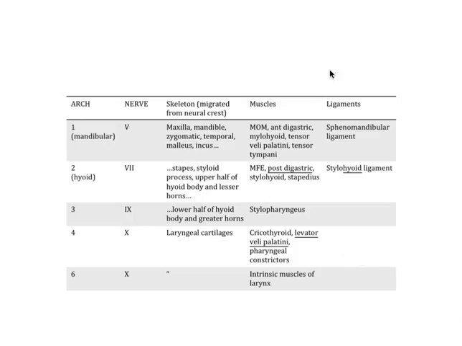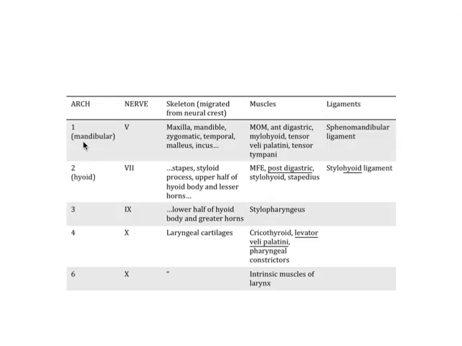Now, this is a slide you could probably pause, screenshot, and study for later, because this is a load of information bound to get at least one question somewhere in here. I'm just going to talk through it really quickly. Basically, there are 5 arches we have to worry about. Each arch is supplied by one of the cranial nerves, and each arch gives rise to skeletal features, muscles, and ligaments.